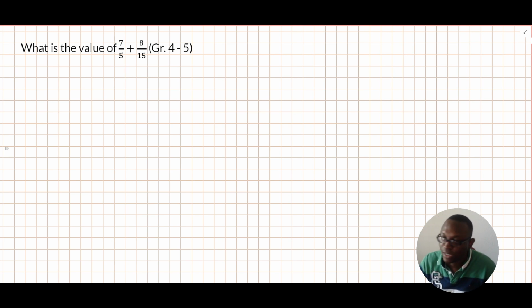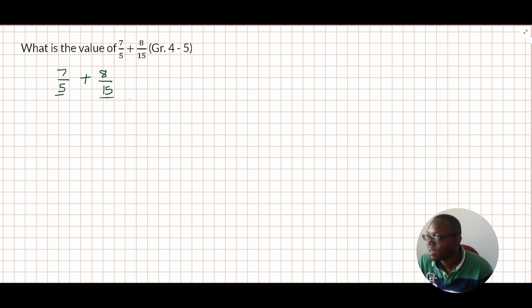So our first question here has to do with fractions. We're going to add an improper fraction and a proper fraction together. The question here is 7 over 5 plus 8 over 15. When you're adding or subtracting fractions, the most important thing to remember is to make sure that your denominators are the same. So here we have a denominator of 5 and a denominator of 15.